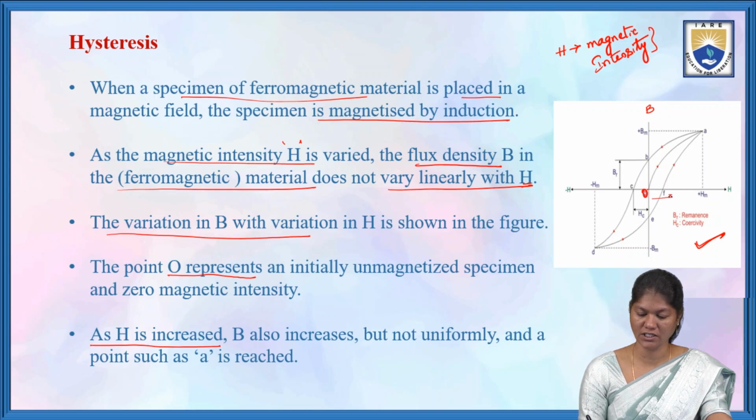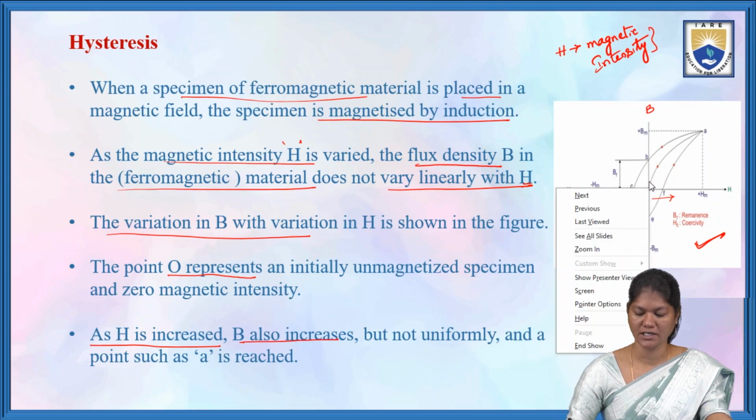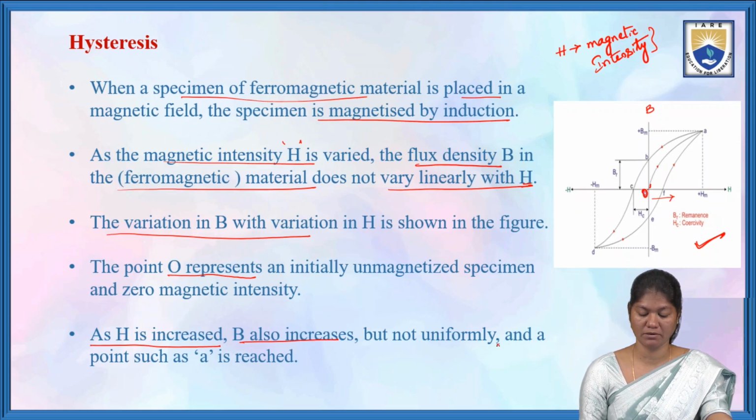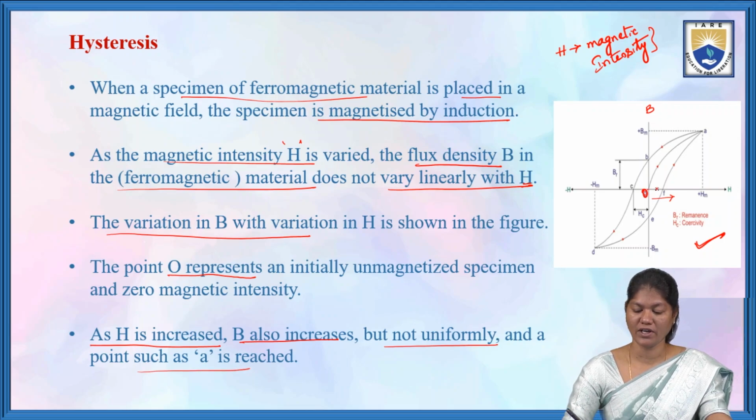As H is increased, B also increases. So the flux density also increases, but not uniformly, and a point such as A is reached. When the magnetic field is increased, the flux density B also increases, but not linearly. It increases non-uniformly and reaches point A.